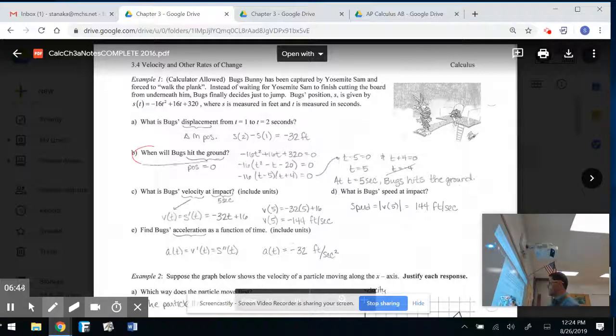But when will Bugs hit the ground, right? When our position is equal to 0, so I'm going to set that function equal to 0. You could use your calculator, right, and graph and find out when that crosses the t-axis. But I could do this one by hand, okay?